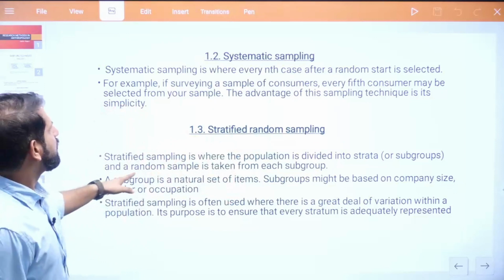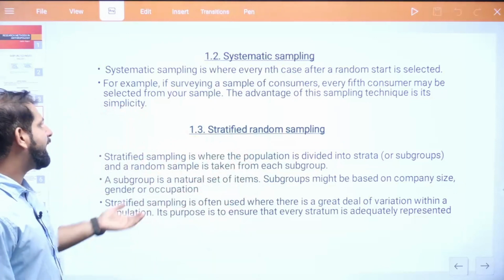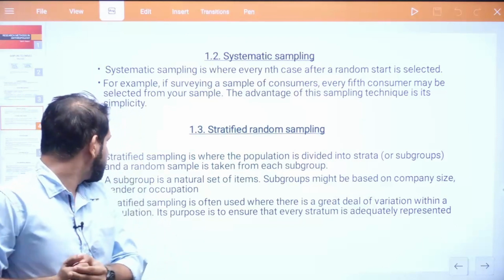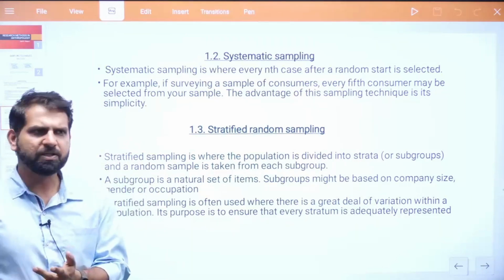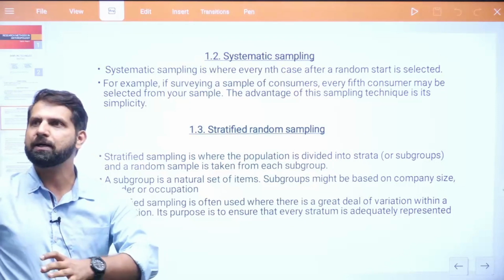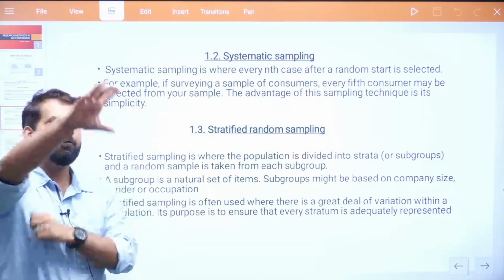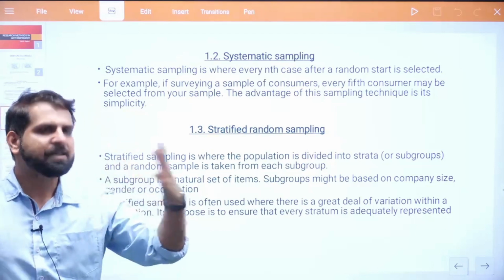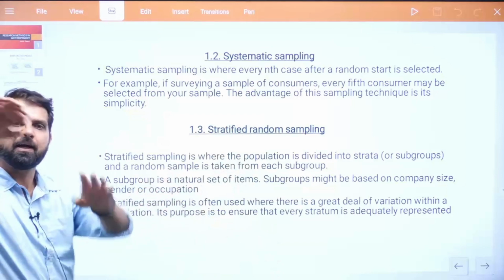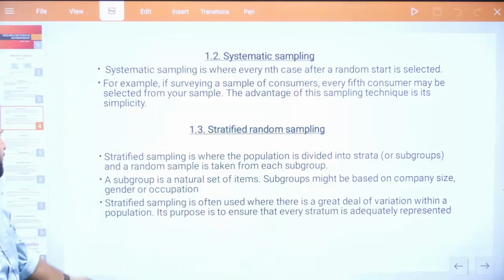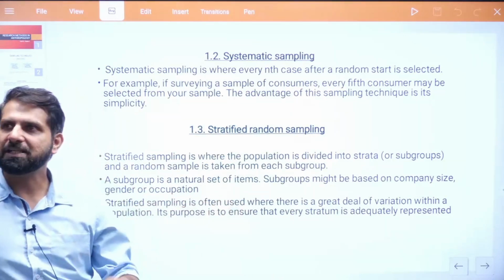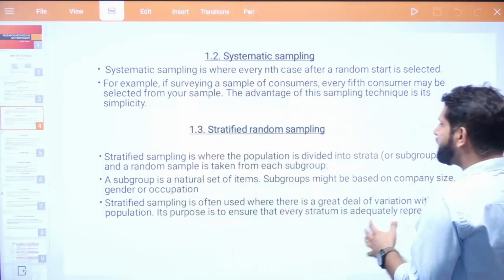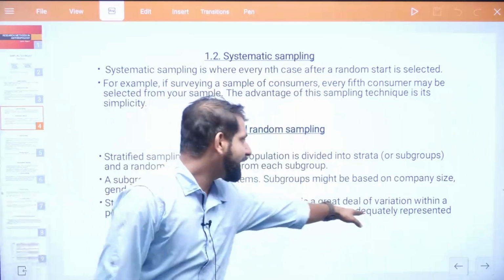Then you have stratified sampling. The population is divided into strata, and a random sample is taken from each subgroup. You divide the population by gender, age, occupation, education, and from that you select individuals randomly. Suppose you select individuals based on their education: graduates, post-graduates and PhDs. Or you just want individuals from the commerce department or the science department. You are stratifying the overall population, which means classifying it into different segments. It is specially used where there is a great deal of variation within a population. The main purpose is to ensure that each stratum is adequately represented.